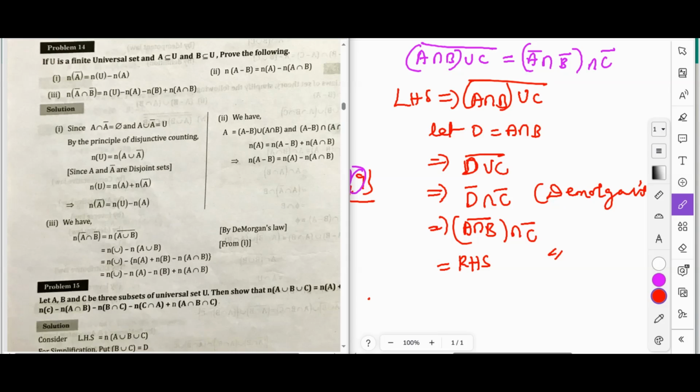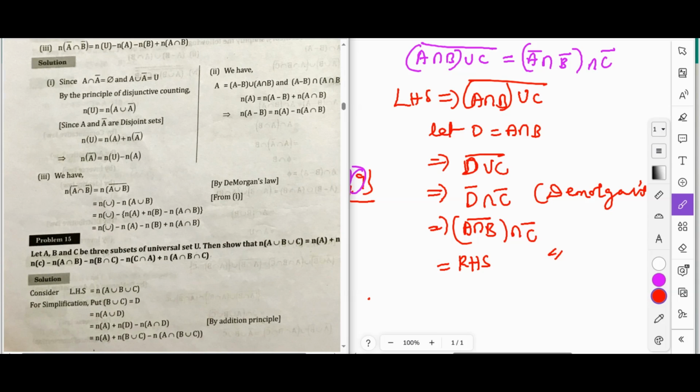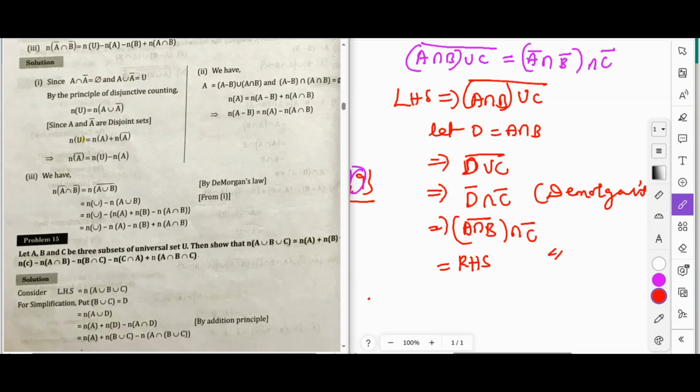Here they have given a proof: n of A dash equals n of U minus n of A, and n of A dash intersection B dash is n of U minus n of A minus n of B plus n of A intersection B. To prove this, first, by the principle of disjunctive counting, A union A dash is the universal set, and A and A dash are disjoint. If disjoint, we can write n of U equals n of A plus n of A dash.